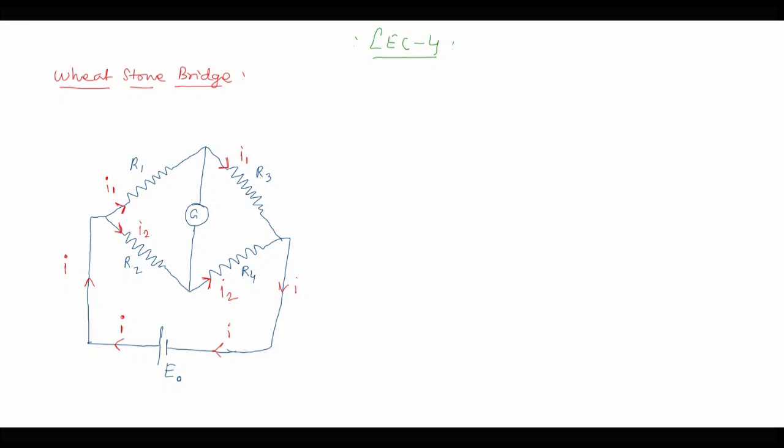So we are marking some points in the circuit. I am considering this as point A, this one as B, this one as C, and this one as D. So we are saying that the current in branch BC, or the current in the galvanometer, is 0. This is the condition of a balanced Wheatstone bridge or null point. That is, we say balanced Wheatstone bridge. So this is what the balanced Wheatstone bridge is like.